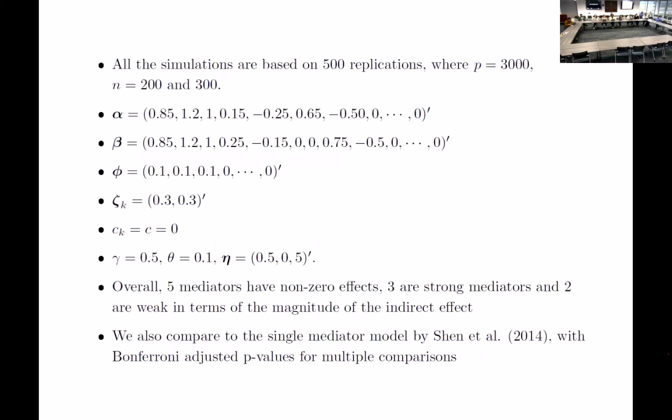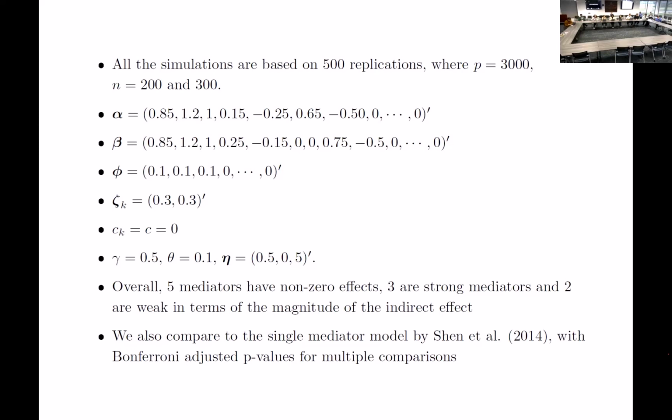So this is the general setting of the simulation study. We have 500 replicate data sets, P is 3000, and the sample size N is 200 or 300. For alpha, the first seven alphas are non-zero and the remaining are zero. So with P equals 3000, the first seven are non-zero and the rest are zero.